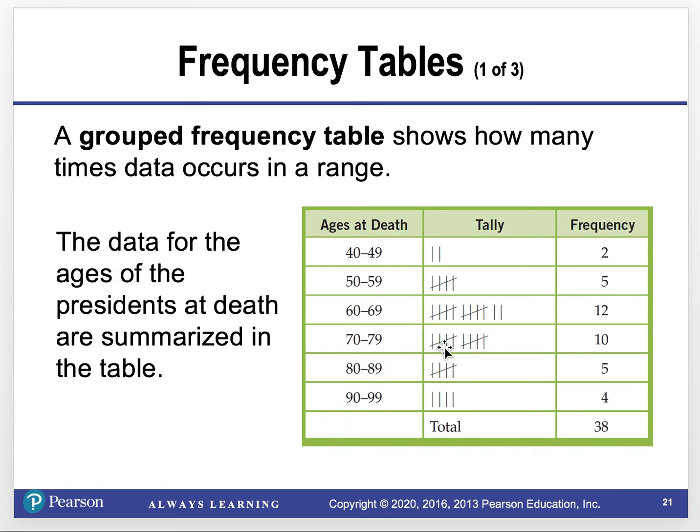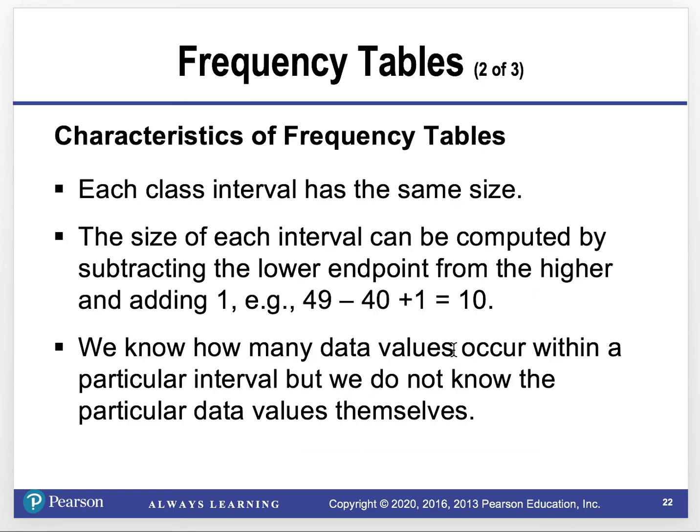So I know that there were 10 presidents that made it to their 70s before they died, but I don't know, were they all like 78, 79? Were they early 70s? So we lose a little bit of information over what we could see if we had made a stem and leaf.